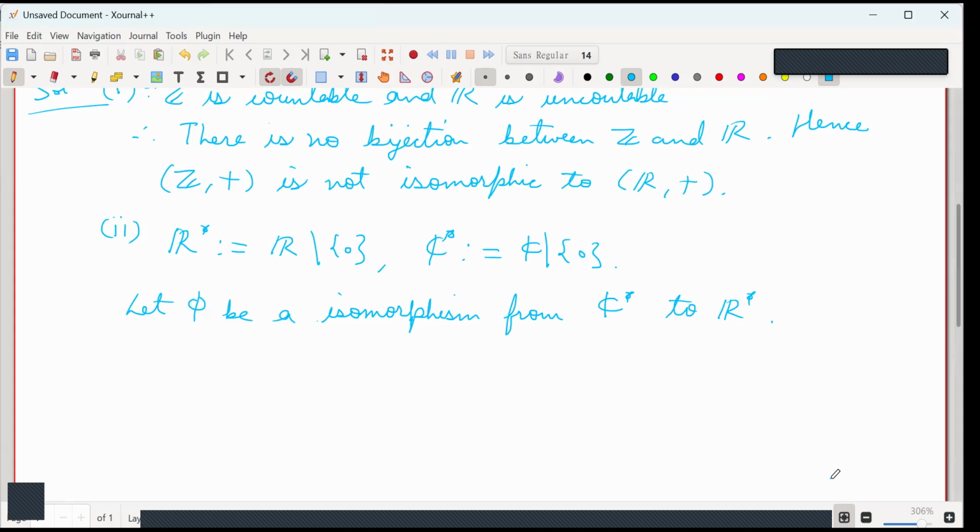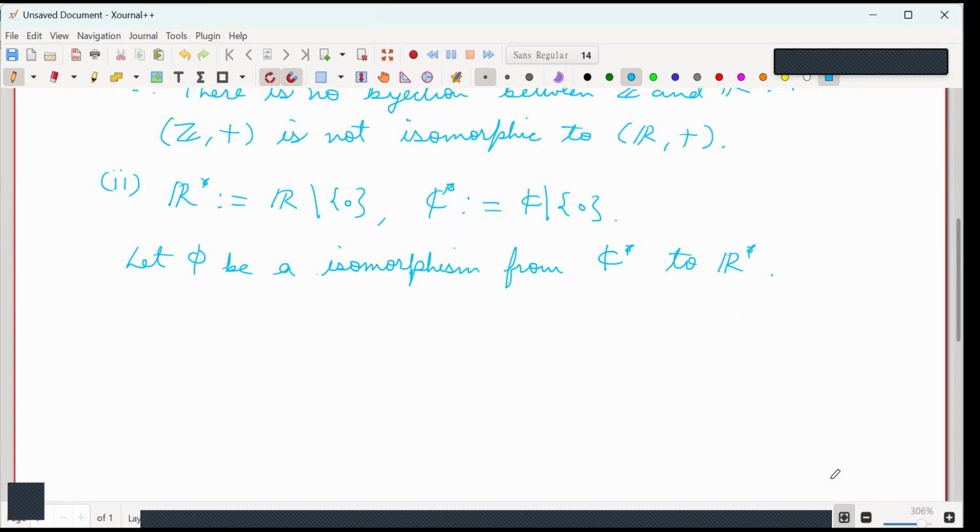Then what we know is that phi of 1 will be mapped to 1, right? Here, this one is the multiplicative identity of C, and this is the multiplicative identity of R. Since in this case both numbers are the same, we are denoting them by the same symbol. Okay.